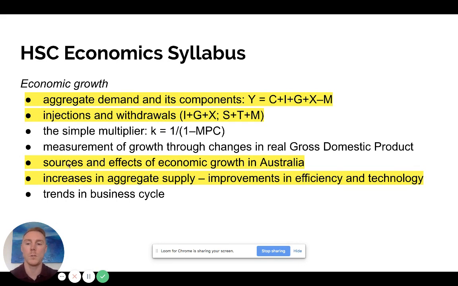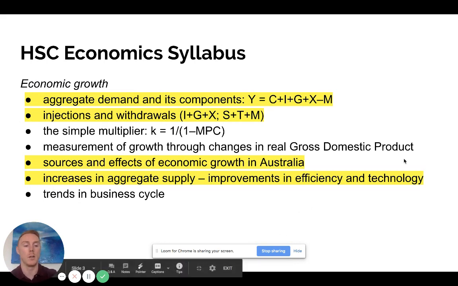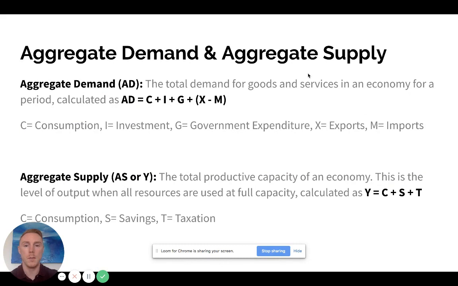We'll look at the causes or the sources and effects of economic growth in Australia, and increases in aggregate supply, so how that can come through improvements in efficiency and technology. So these are the two main parts, aggregate demand and aggregate supply, our main sources of growth.